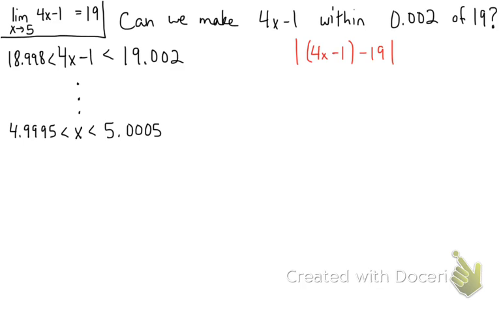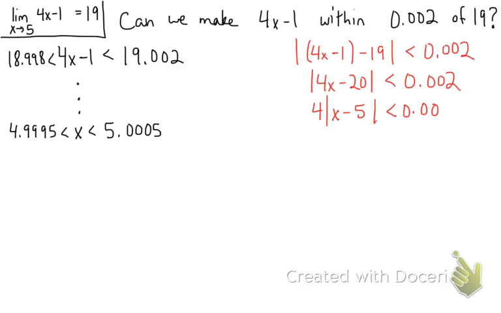Okay? So the next thing to look at is the other way to do the algebra, right? Think about the absolute values. The distance between function, 4x − 1, and limit, 19. That's that subtraction and then absolute value. I want that to be less than 0.002. Simplify. Factor out the 4, and divide. And I get that the distance between x and 5 needs to be less than 0.0005. Okay, so same information. I arrived at it through a different sequence of algebraic steps that are actually equivalent.